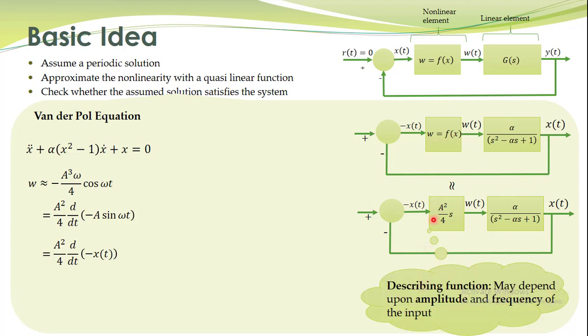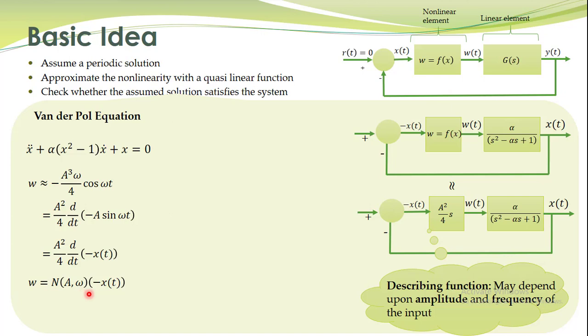And we call this function the describing function. Compared to the transfer function, what is the situation? The transfer function is independent of the amplitude of the input. Here this thing is not independent of the amplitude of the input, therefore we call it the describing function. This describing function may depend upon the amplitude and the frequency of the input. So the describing function is generally denoted by N, and this can depend upon the amplitude of the input, it can depend upon the frequency of the input.